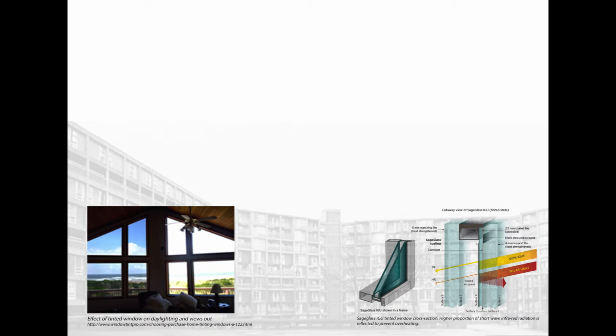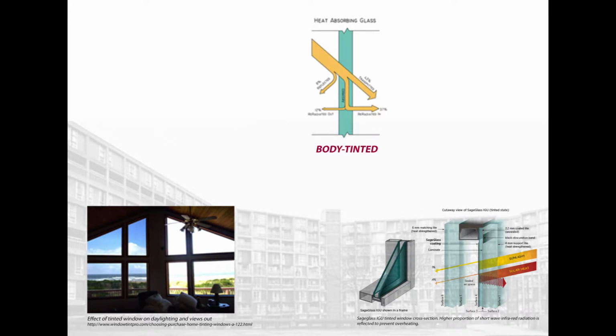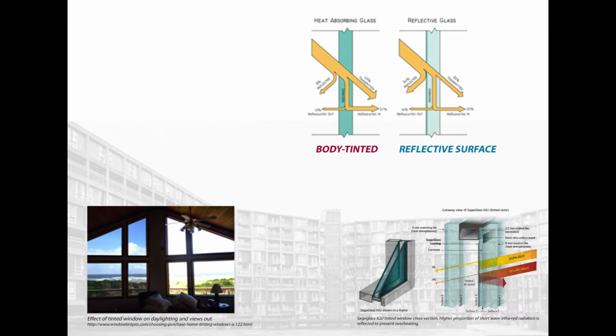Tinted glazing can also be another solar shading and daylighting device. There are two types of tinted glazing. One is absorbing glass, which is body tinted, which ends up absorbing the heat from the sun. Second is reflective glass, which has a reflective surface.